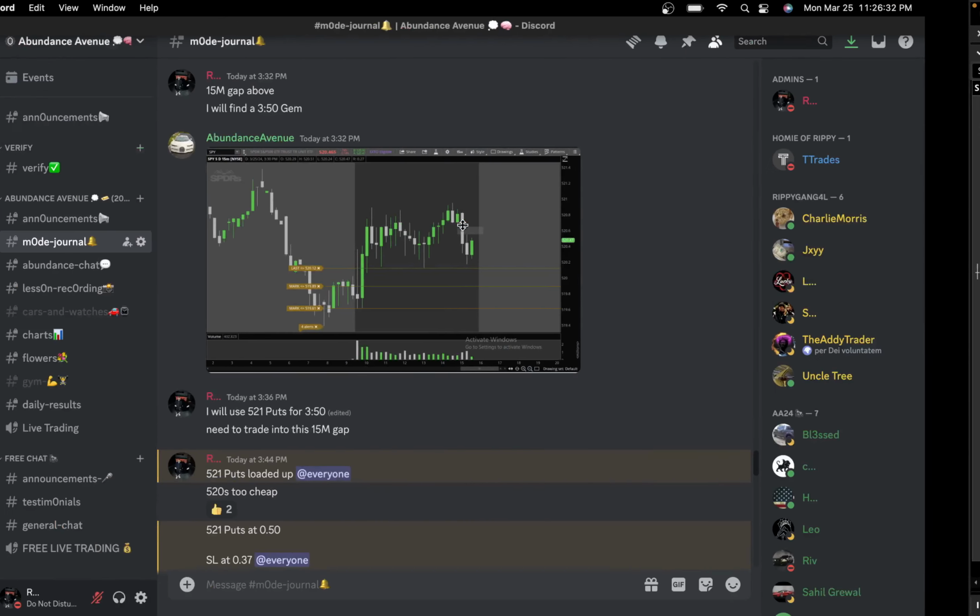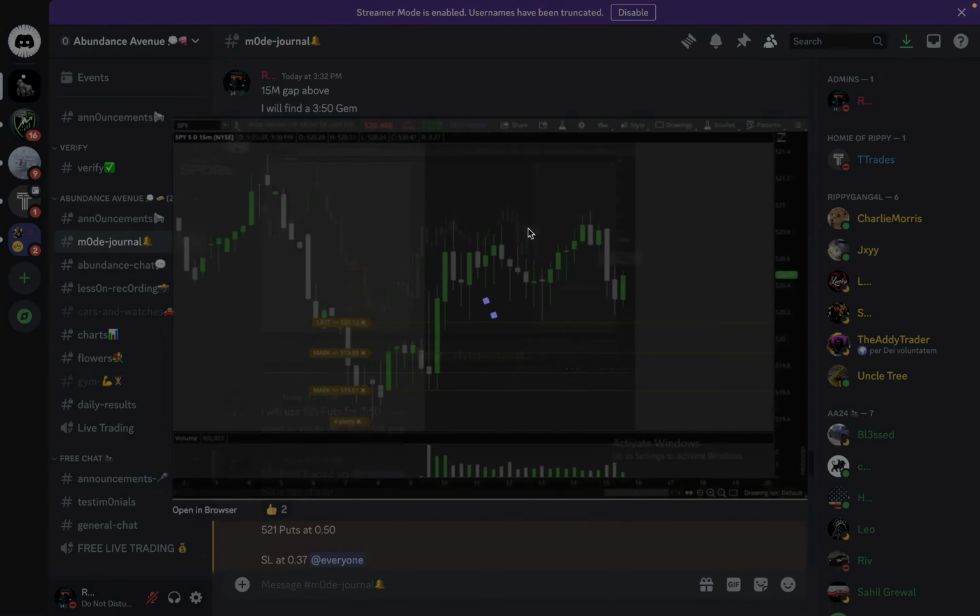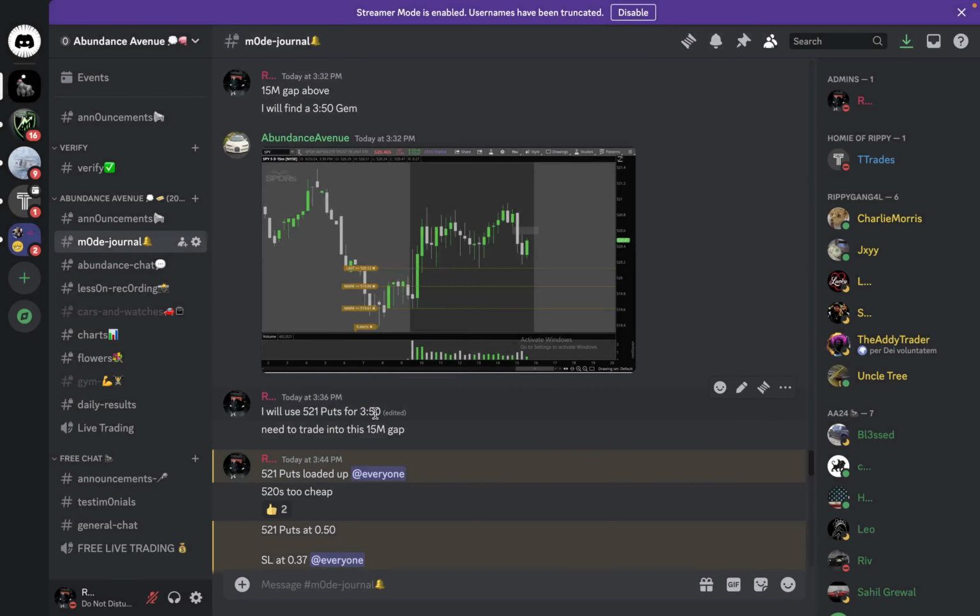And I just want to go into my chat really quick. At 3:30, I was already looking for something because I had noticed these equal lows. They were setting up for a trade for later in the day. So I said 15-minute gap above. I'll find this a 350 gem. Don't worry. Picture attached to here with the 15-minute gap right here, right?